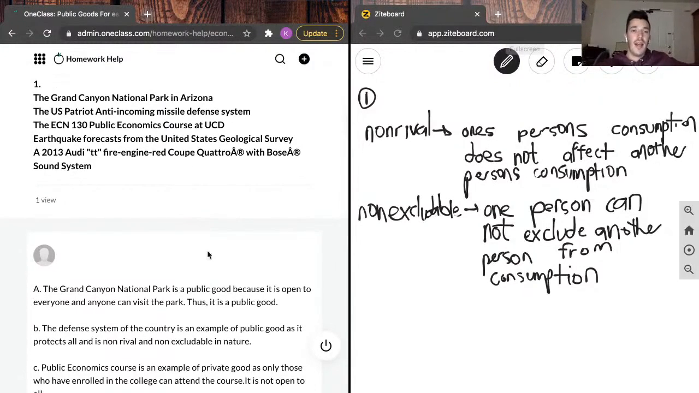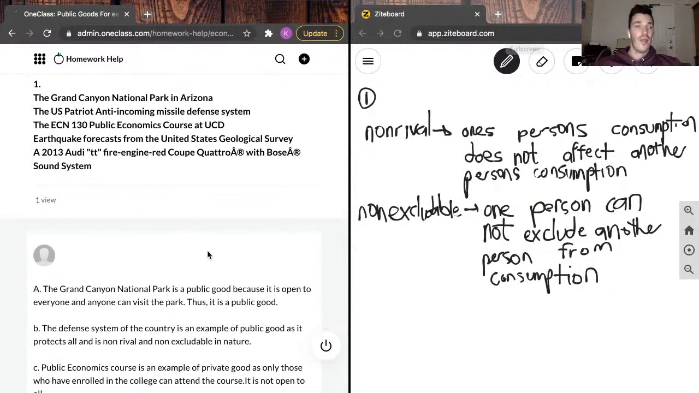The U.S. Patriot anti-incoming missile defense system. Our junior tutor has written that the defense system of the country is an example of a public good as it protects all and is non-rivalrous and non-excludable in nature. So if you're an American citizen, all American citizens will be protected by this anti-incoming missile defense system. Me being protected by it does not mean there's less protection for you. And assuming that we're both U.S. citizens in the country, you can't exclude me from being protected by it because we're both on U.S. soil.